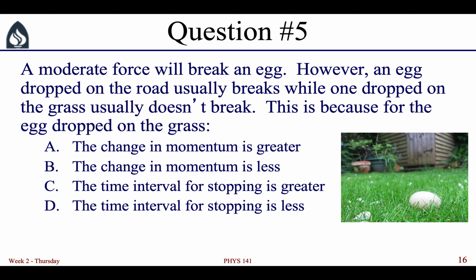So here's a question for you. You know that a moderate force will break an egg. However, an egg dropped on the road usually breaks, while one dropped on the grass usually doesn't break. Why is this?